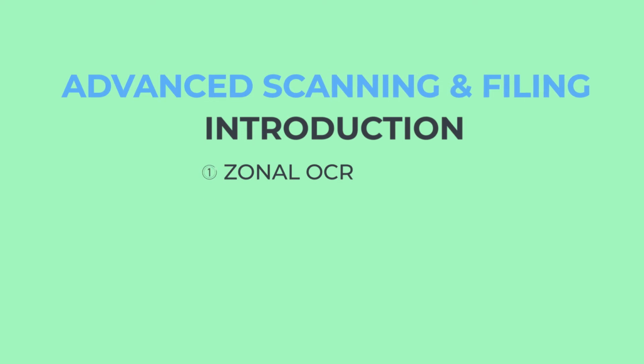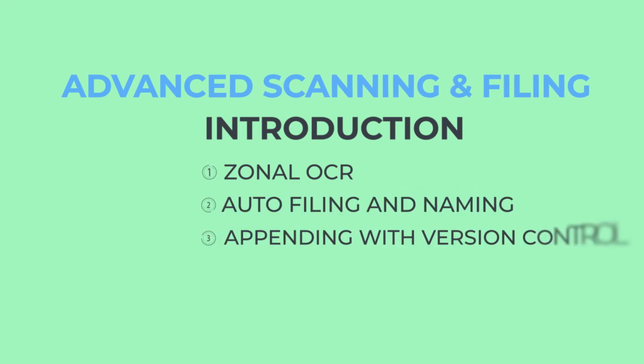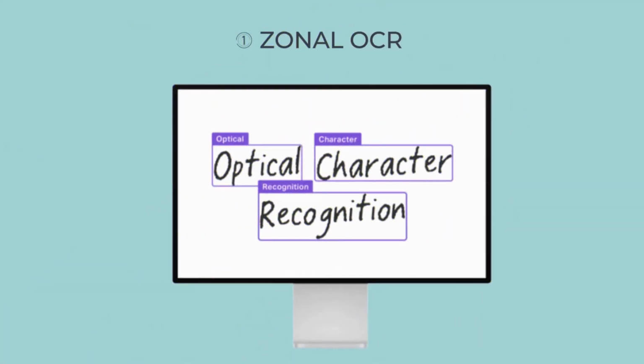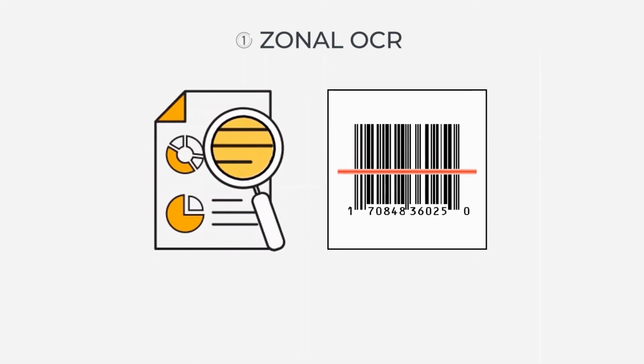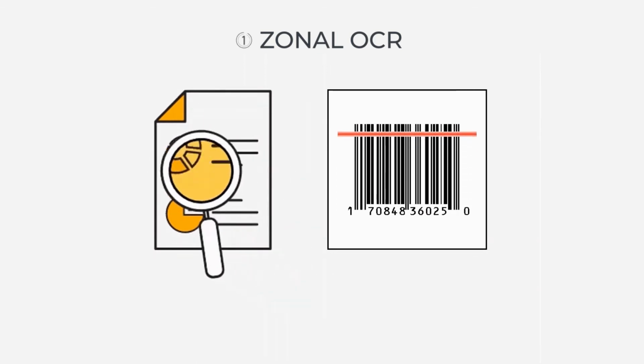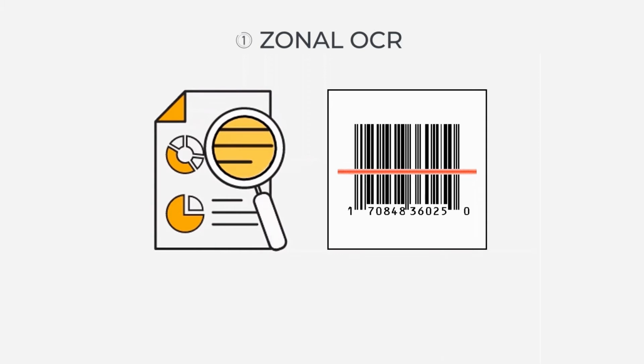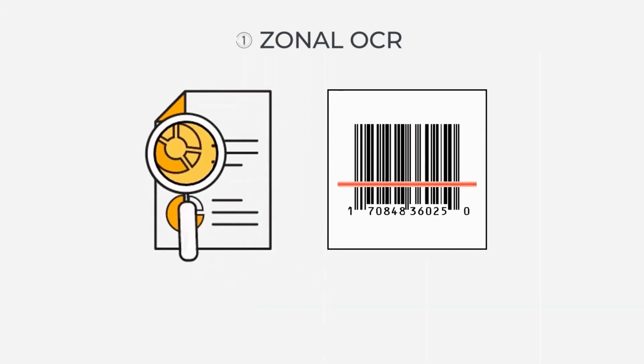In this video, we'll be covering zonal OCR, auto-filing and naming, appending with version control, and emailing links. We covered simple scanning in video 1. Advanced scanning using zonal OCR, or optical character recognition, takes automation to a higher level, ideal for situations where you want to scan a document and automatically recognize barcodes or text content within it.